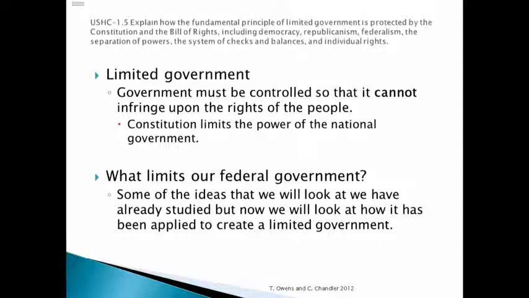The Constitution puts specific limits on that power of the national government. Like I said, we've discussed this quite a bit in the last few units, and I'm going to talk about it again today just to reiterate some of those important points.